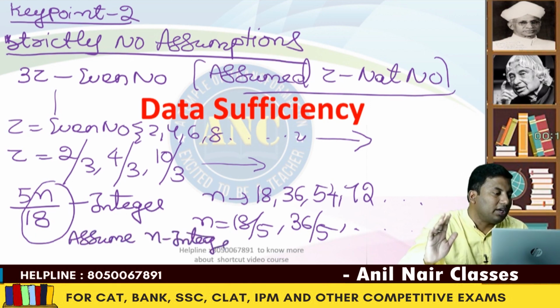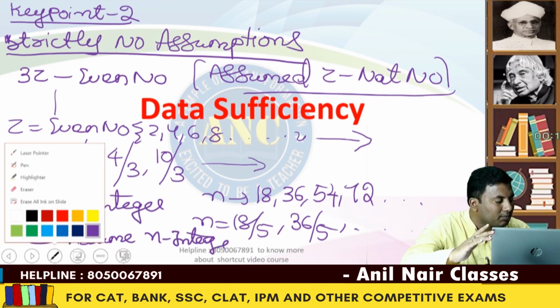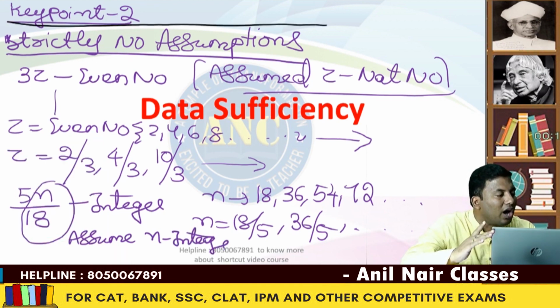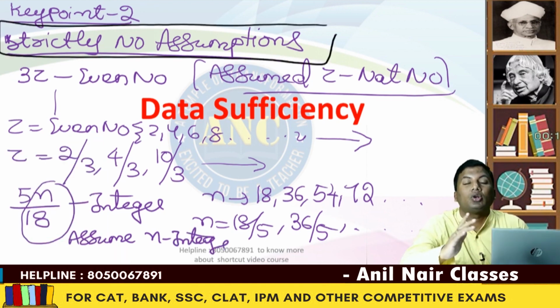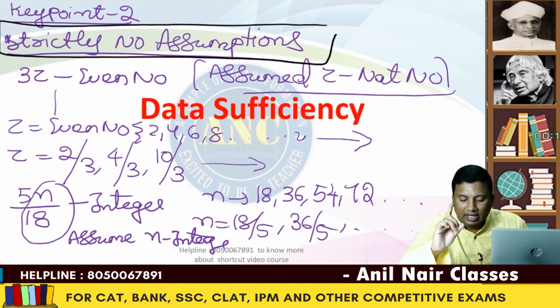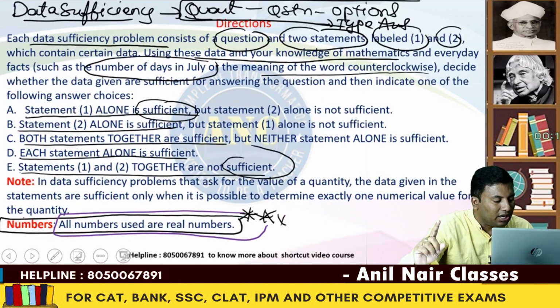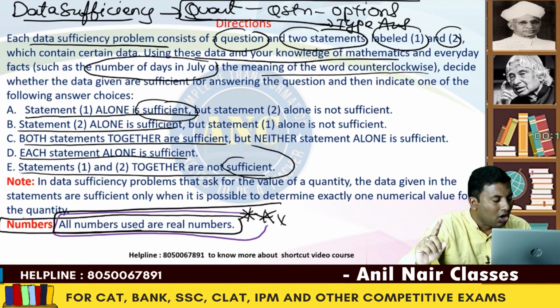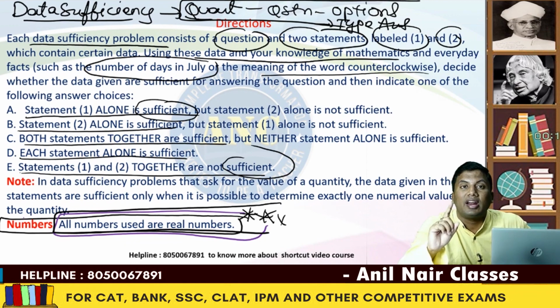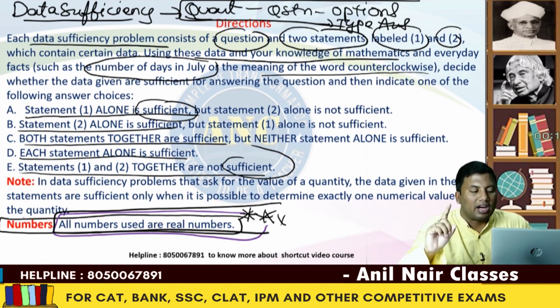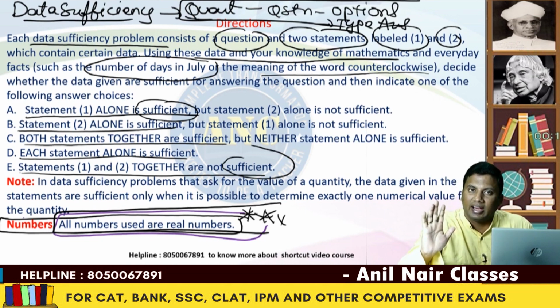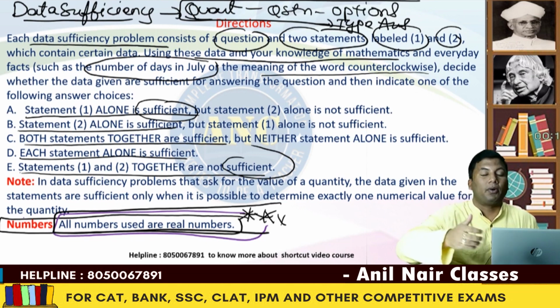What is key point number 2? Strictly no assumptions. You are not expected to assume the variable belongs to a particular set unless it is mentioned. Underline this key point. If nothing is mentioned, all the numbers which are used are considered to be real numbers. I hope it is clear.